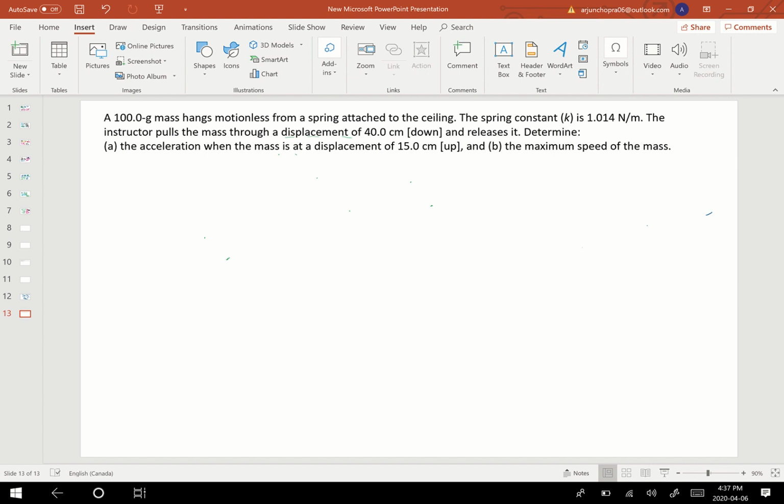So let's look into another problem now. This is a little trickier compared to the previous one. A 100-gram mass hangs motionless from a spring attached to a ceiling. The spring constant k is given to us as 1.014 newtons per meter, and the mass is 100 grams, which will be equal to 0.1 kg, because 1 kg equals 1000 grams.